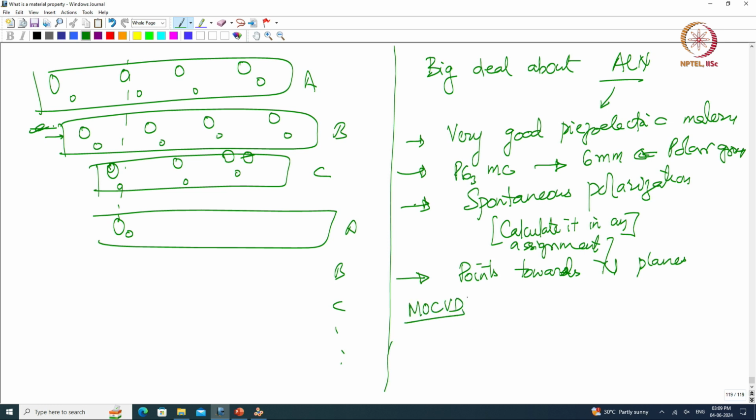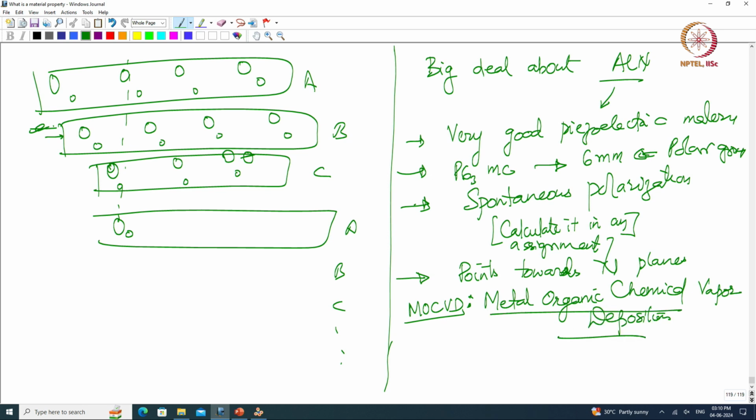So, let us say I am doing a process called an MOCVD process, which is metal organic chemical vapor deposition. I am not going to go into details of what this process is, but this is one of the standard ways by which I grow thin films of aluminum nitride.